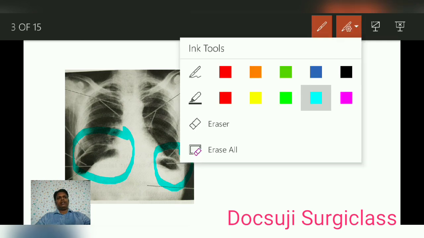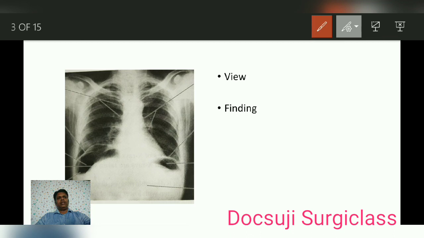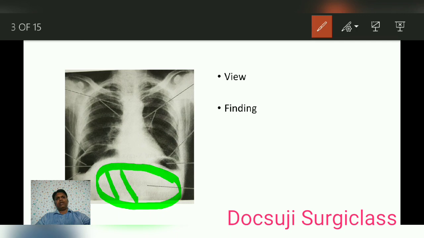The second finding is that you are seeing a ground glass appearance. This is the upper part of the abdomen, with ground glass appearance. You can't see anything properly. Usually you can see some air shadows because of the small bowel or presence of air in the stomach, but here you can't see anything. That gives a ground glass appearance.